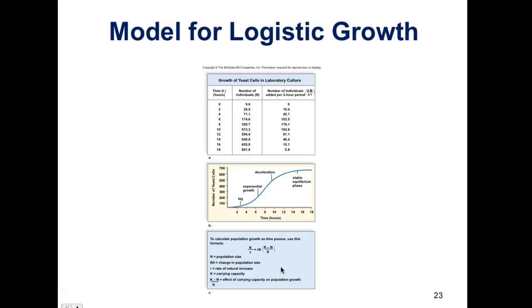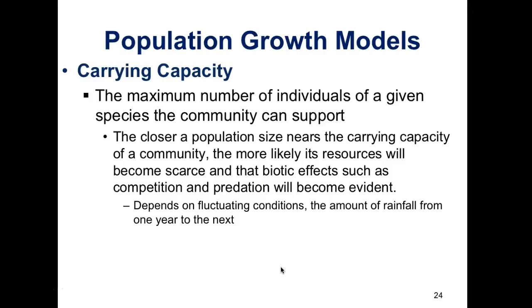So what is carrying capacity? Carrying capacity is the maximum number of individuals of a given species the community can support. So the closer a population size nears the carrying capacity of a community, the more likely its resources will become scarce and the biotic effects such as competition and predation will become evident. It depends on fluctuating conditions. So the amount of rainfall from one year to the next is a fluctuating environmental condition.